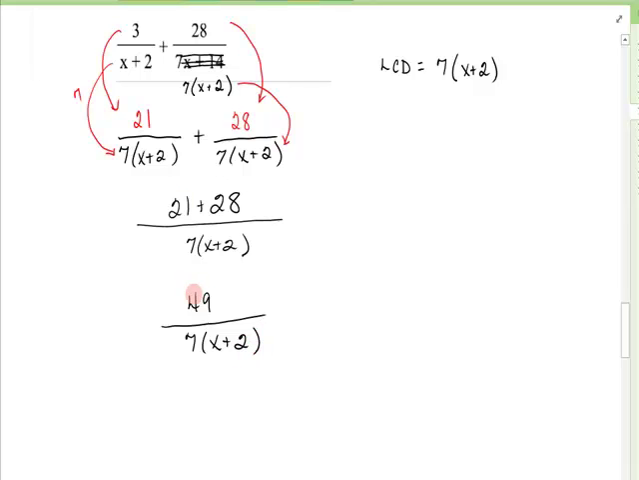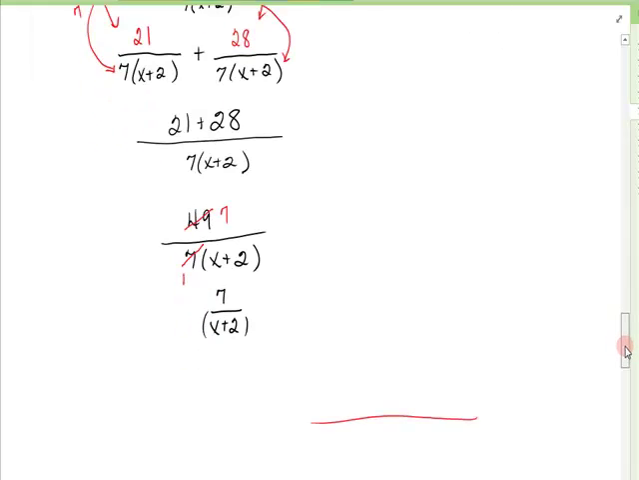This is a monomial, and this is a factor of the denominator. I can divide that. That 7 is a factor. It's not inside the parentheses. 7 goes in there once, 7 goes in there 7 times. My answer is 7 over x plus 2. You can leave the x plus 2 in parentheses, or you can drop those parentheses off.